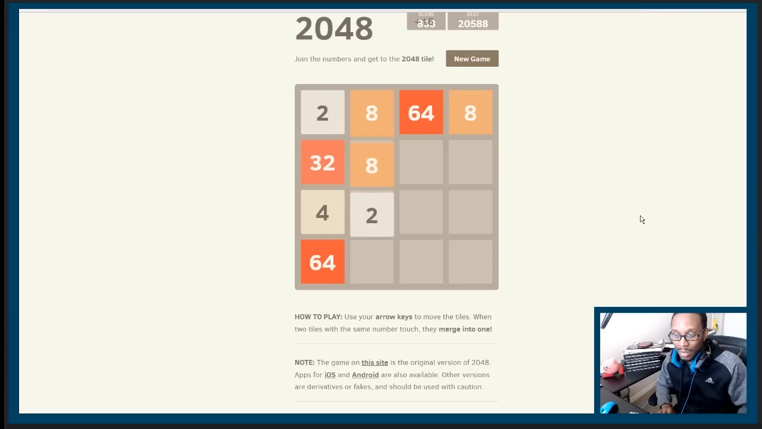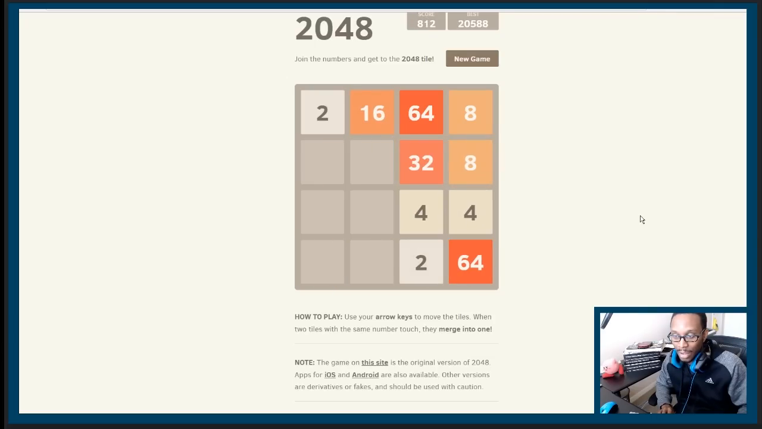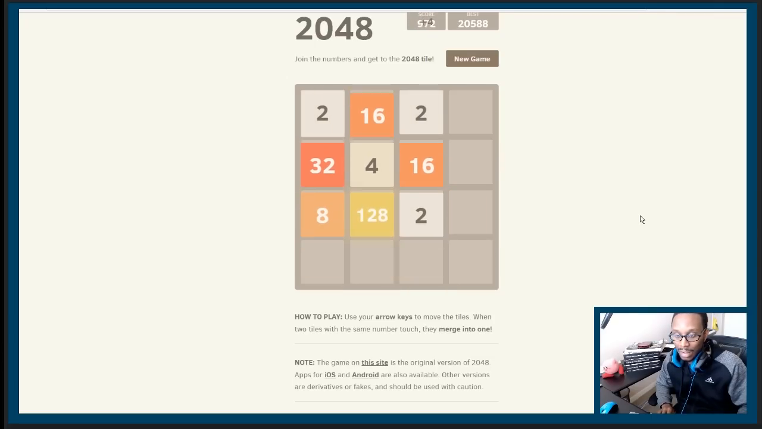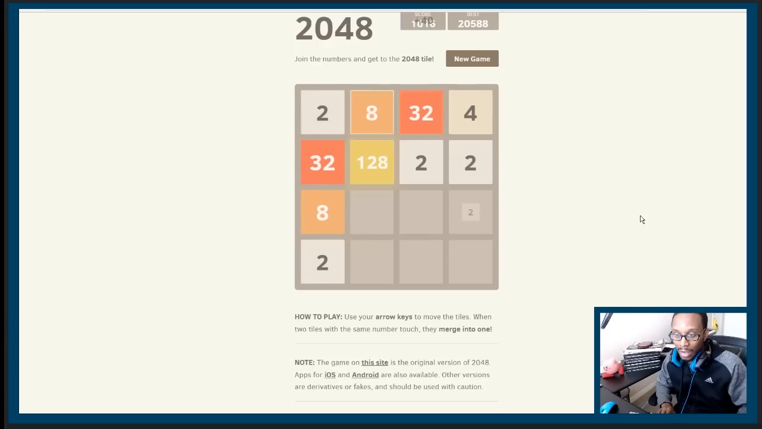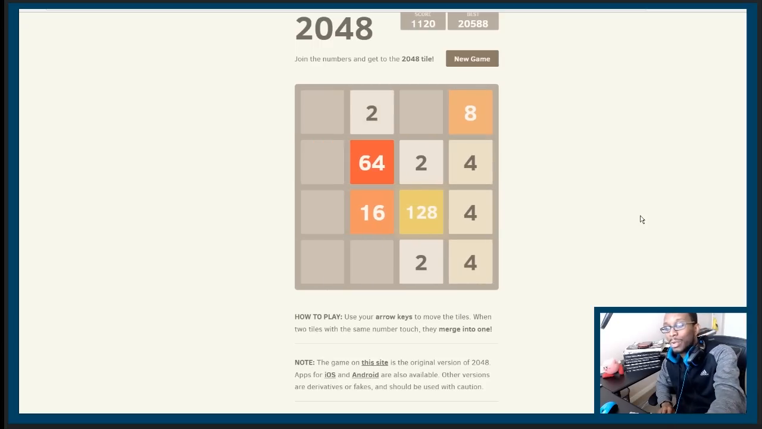So as you're moving pieces around the board, you have to be conscious of where they're going and how they're moving. Like this, I'm going to put the 16s together like that, and then I can put the 32s together like this, and then I also put the 64 together. So that's essentially how the game works.